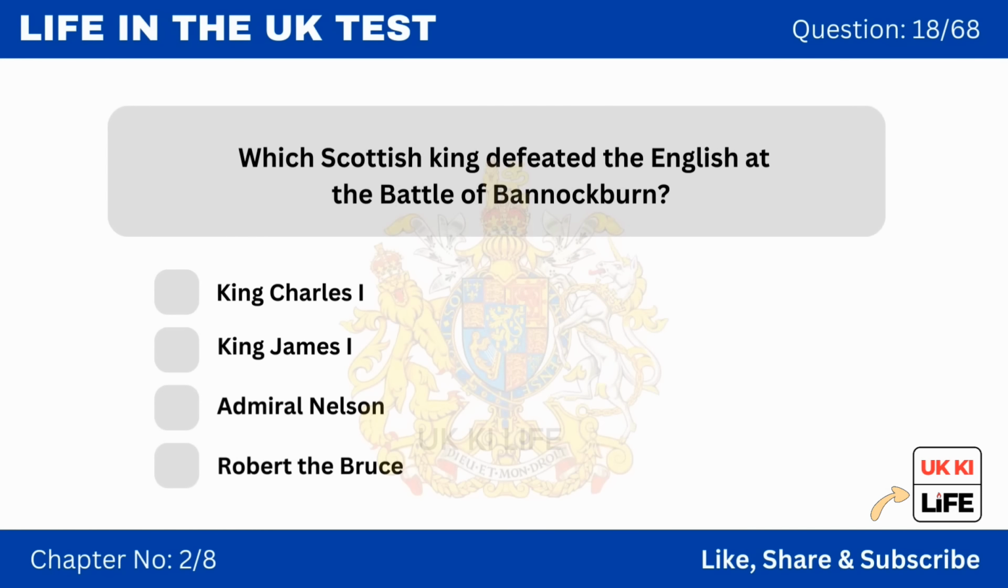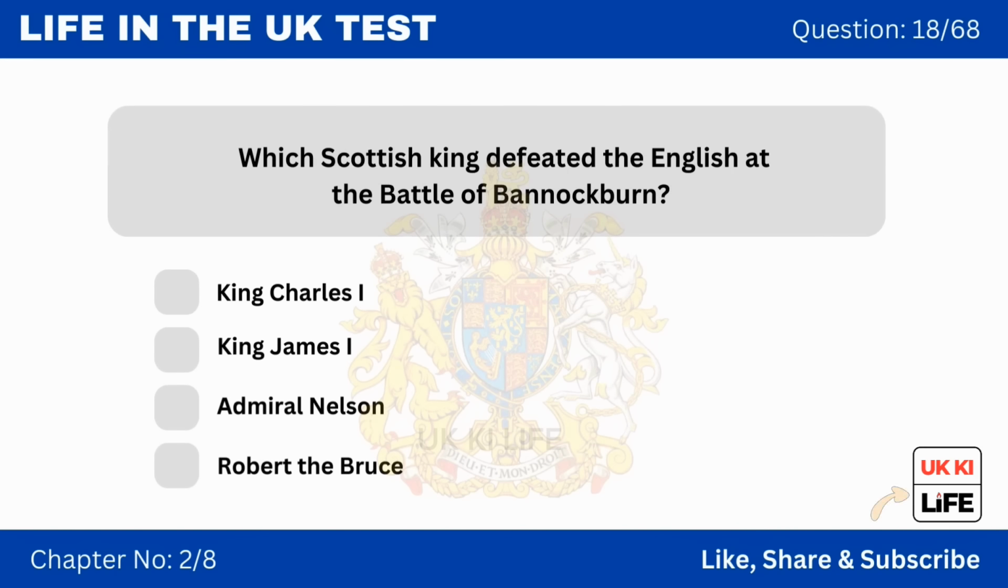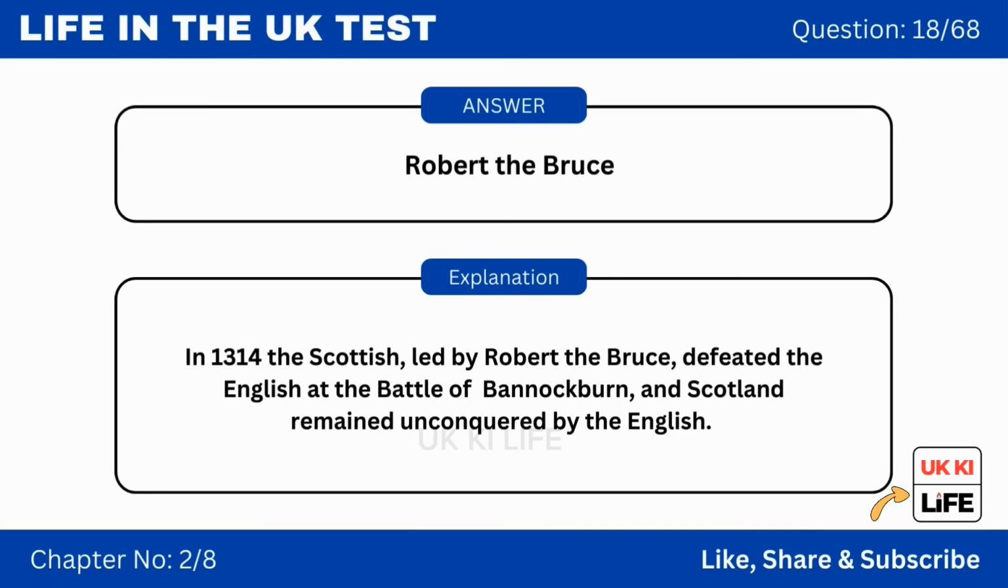Question 18. Which Scottish king defeated the English at the Battle of Bannockburn? King Charles I, King James I, Admiral Nelson, Robert the Bruce. The correct option is D. Explanation. In 1314 the Scottish, led by Robert the Bruce, defeated the English at the Battle of Bannockburn, and Scotland remained unconquered by the English.